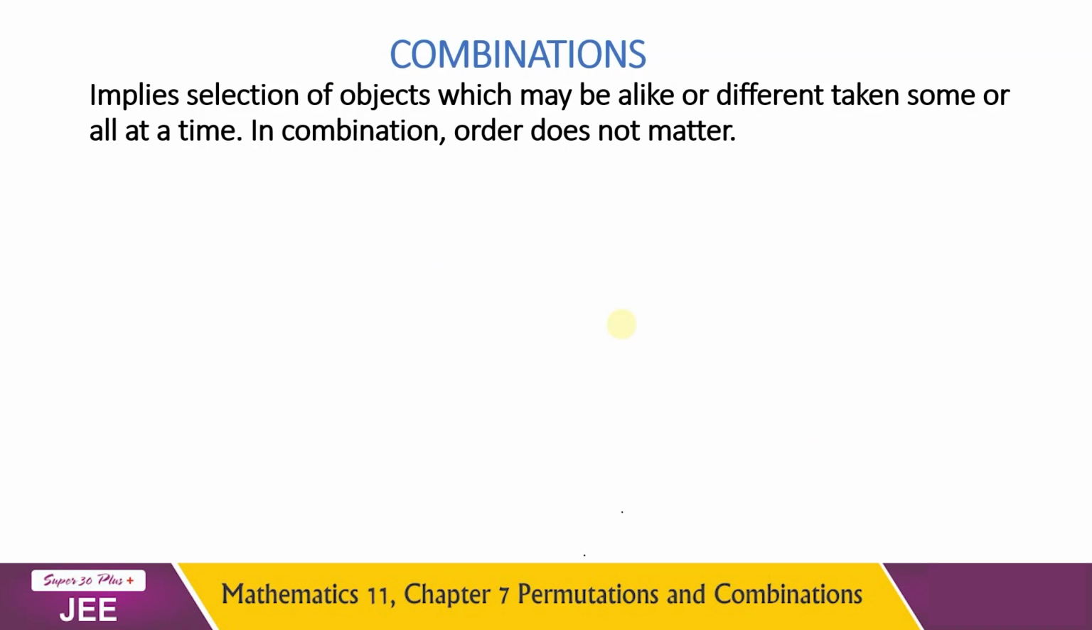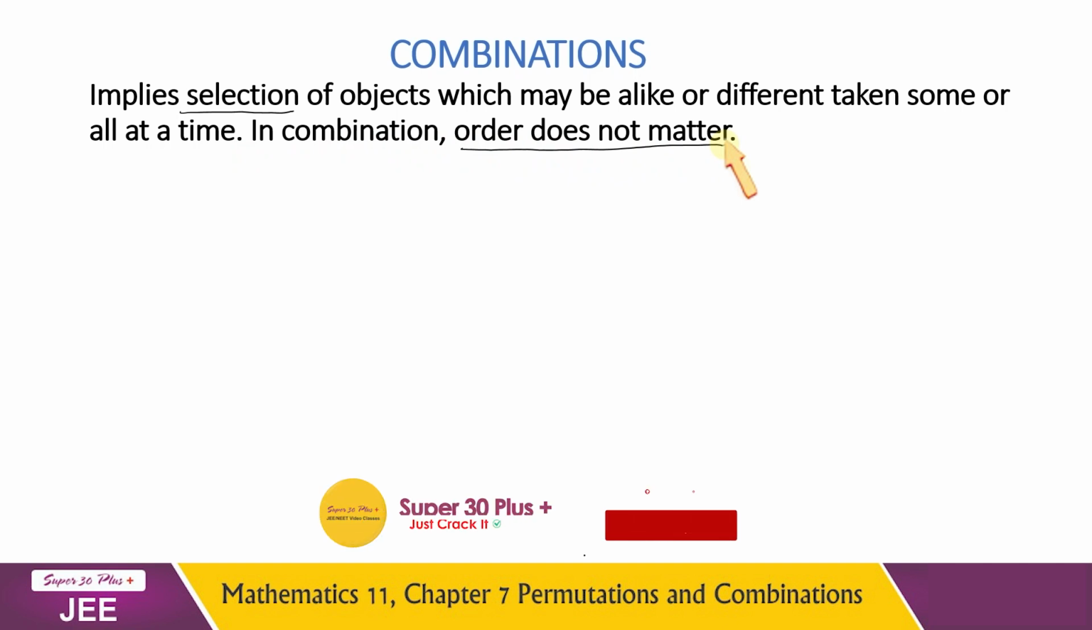Now that we are done with the permutations part, it is time to move forward and understand combinations. The word combinations simply implies selection of objects, which may be alike or different, taken some or all at a time. In combination, order does not matter. Please make a note that in combination or selection of objects, order does not play a significant role, unlike in the case of permutations where the order of appearance of objects was important. So let's understand combinations with the help of an example.